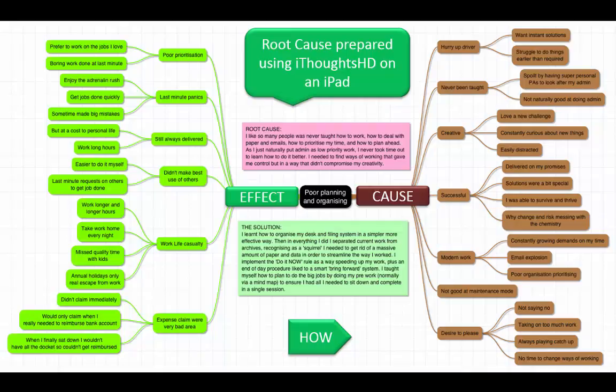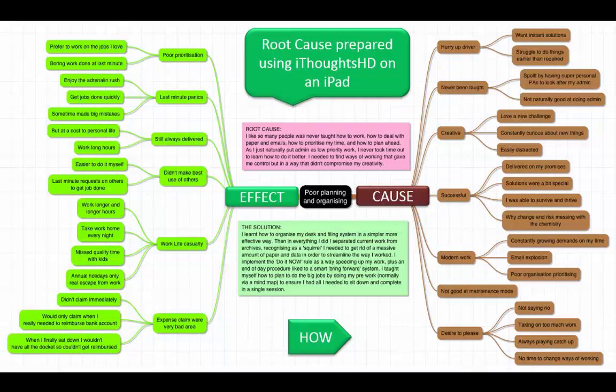So the solution: I learned how to organize my desk and filing system in a simpler, more effective way. Then in everything I did, I separated current work from archives and recognized, as a squirrel, I needed to get rid of a massive amount of paper and data in order to streamline the way I worked. I implemented the do-it-now rule as a way of speeding up an end-of-day procedure, and a smart bring-forward system. I taught myself how to plan big jobs by doing my pre-work, normally via a mind map, to ensure that I had all I needed to sit down and complete in a single session.